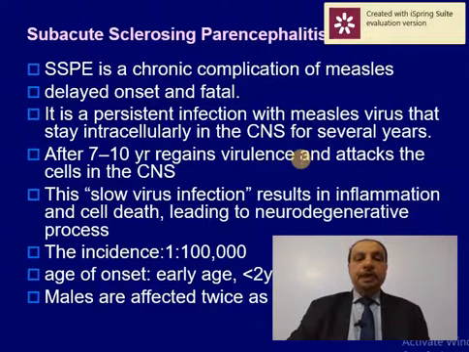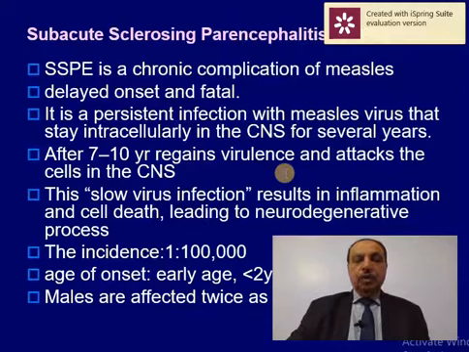So it is considered a slow viral infection, resulting in inflammation and cell death, leading to a neurodegenerative process. The incidence is 1 to 10 per 100,000. We told encephalitis is 1 to 1,000. SSPE is 1 to 100,000.